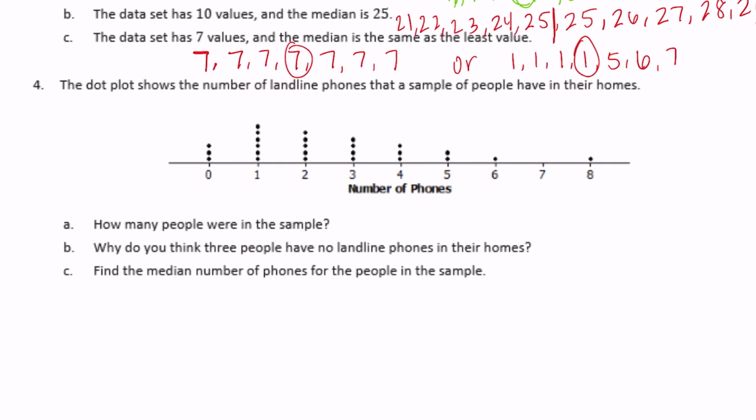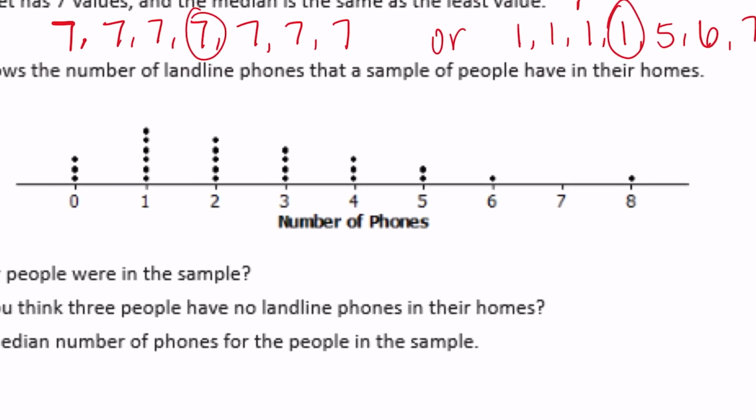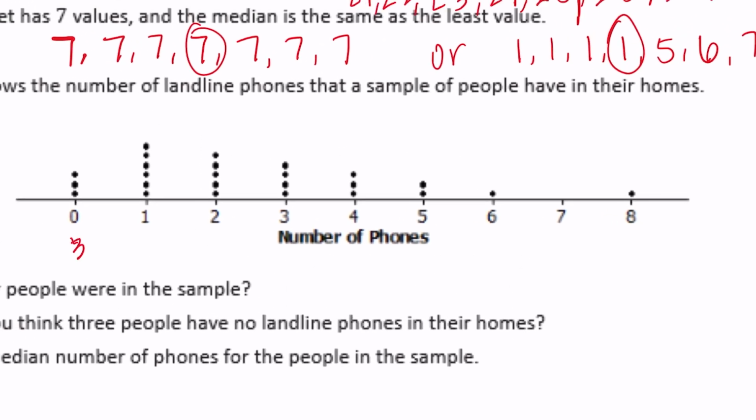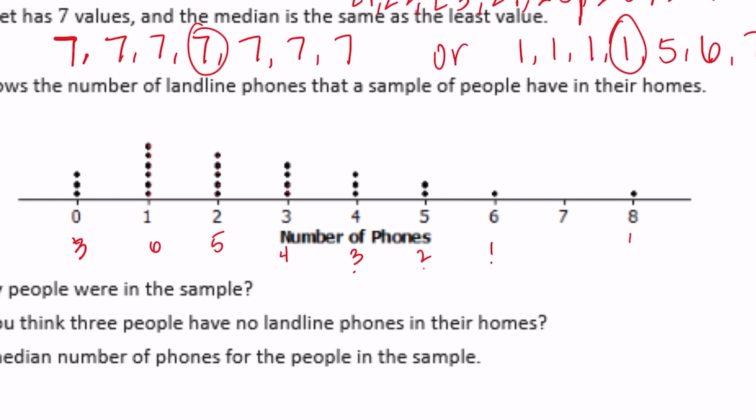Number 4, the dot plot shows the number of landline phones that a sample of people have in their home. How many people were in the sample? So let's count them up. We have 3 there. 1, 2, 3, 4, 5, 6 there. 1, 2, 3, 4, 5. 1, 2, 3, 4. 3 there. 2, 1, 1. So let's add all those together. 3 and 6 is 9. 9 plus 5 is 14. 18, 21, 23, 24, 25. So there were 25 people in the sample.